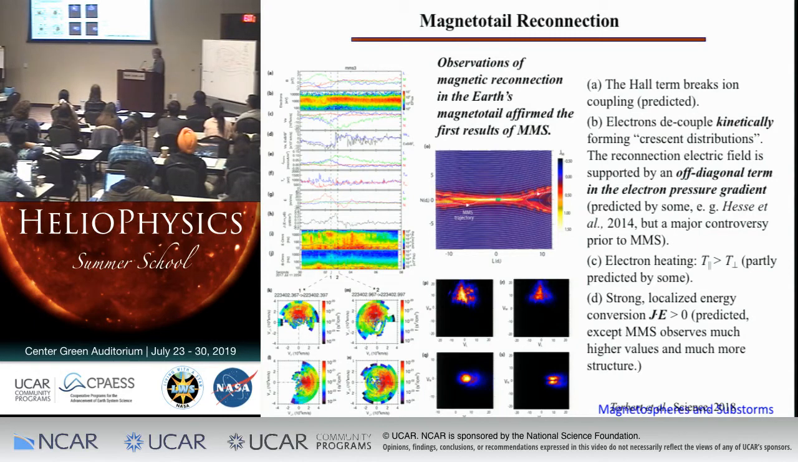Here they are again. Remember the idea that in the electron diffusion region, well, everywhere else in the world, these electron distributions are round in the perpendicular plane, because electrons go around in circles. So you should have as many going this way, as this way, as this way, as this way. So they should be circular. They become very non-circular.